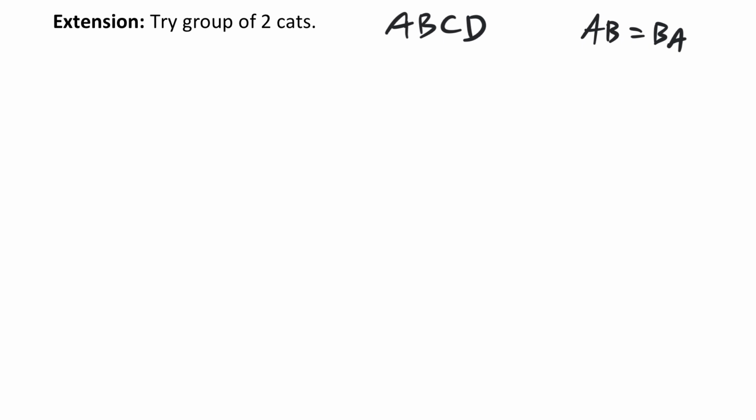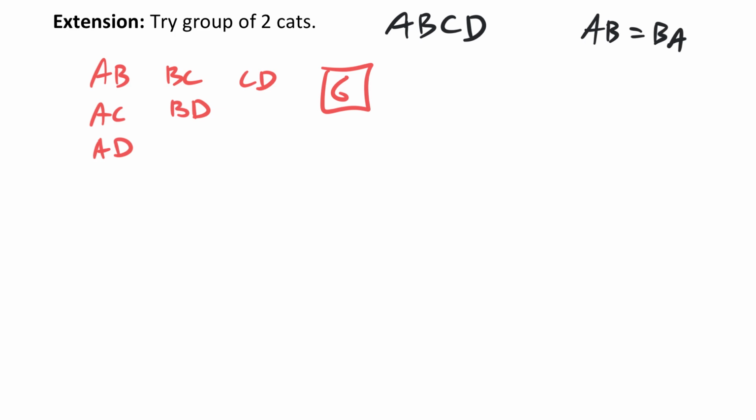All right, so assuming you gave that a try, let me write out all the groups I can think of. There's AB, AC and AD, BC and BD, and CD. And I think that's going to be it. That's a total of 6 groups. Now if we try 4C2, that gives us 4 factorial over 4 minus 2 factorial times 2 factorial.